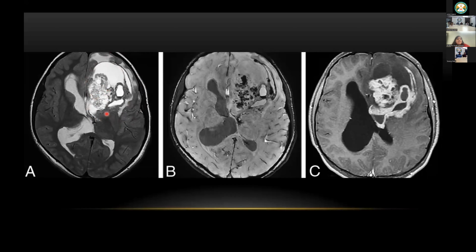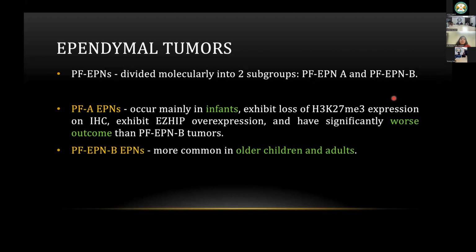So this is a hemispheric tumor, solid cystic. A lot of blood is seen on the SWI images. The solid component is showing intense enhancement. This is an example of supratentorial ependymoma.